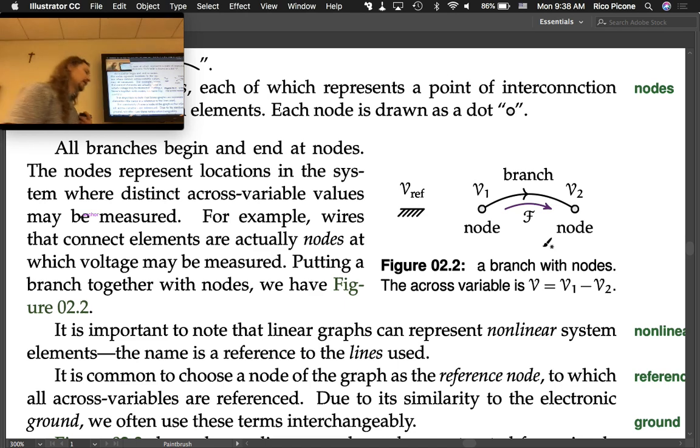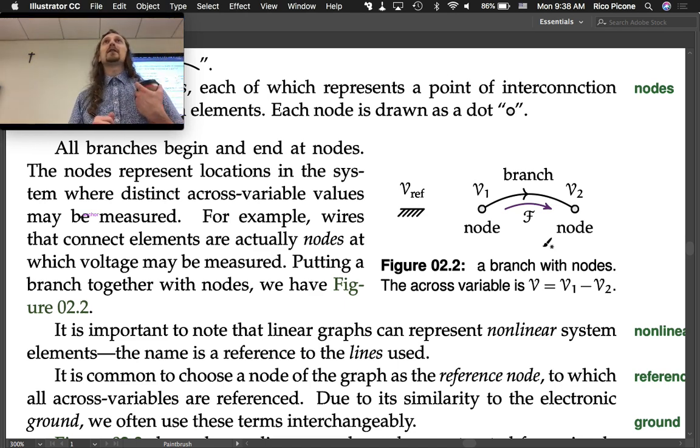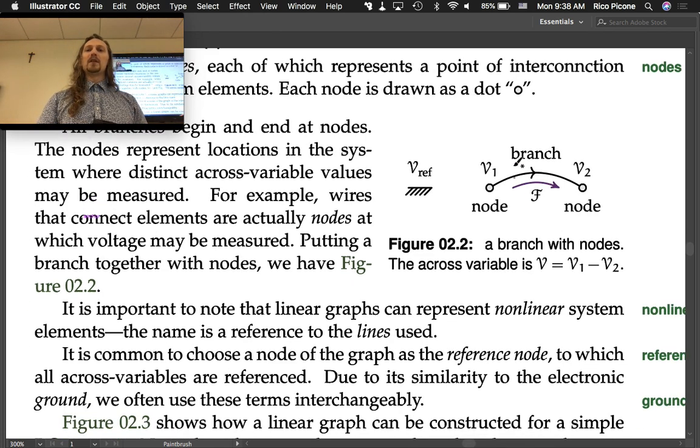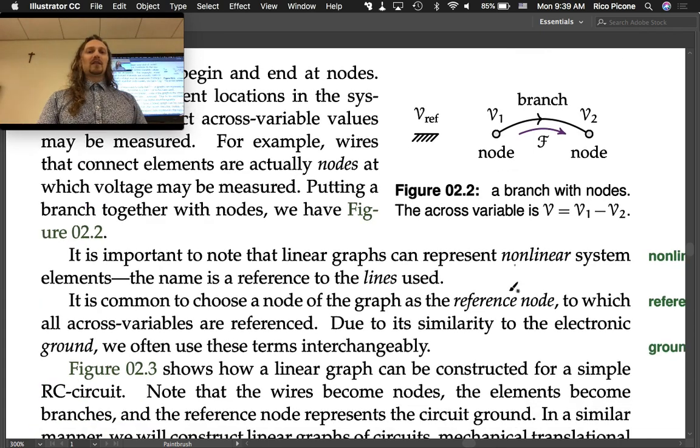For an electronic system, the through variable will be current, and the across variable will be voltage. Like when we considered a resistor, we knew there was a current associated with the resistor flowing through it, and we knew there was a voltage across the resistor as well. And we're using these generalized through and across variables here because it could be a voltage, a velocity, an angular velocity, etc.